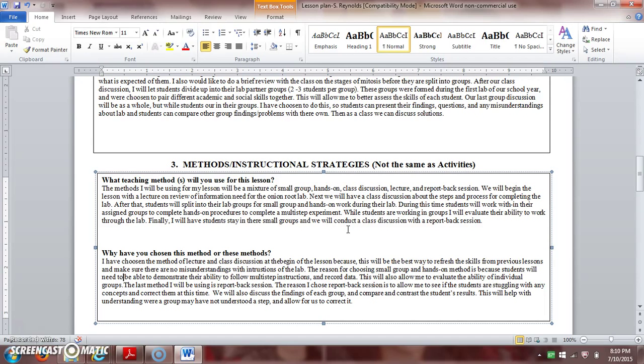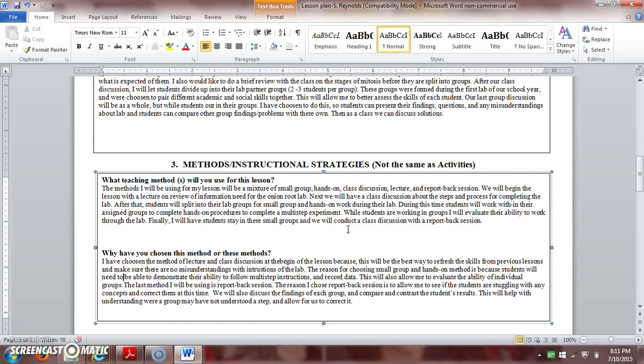After that, I'll let the students split up into their small groups, and they'll do hands-on work during the lab, and this will be preparing slides and reading through the instructions. And during this time, I'll be able to walk around and assess the students, and they'll work within their assigned groups to complete these procedures and complete the multi-step experience. And I'll help them in each group if they have any problems.